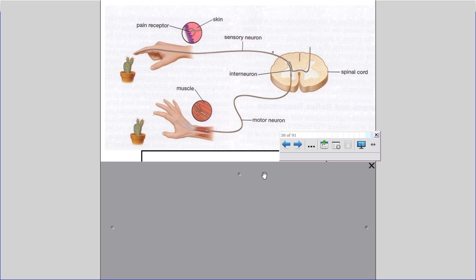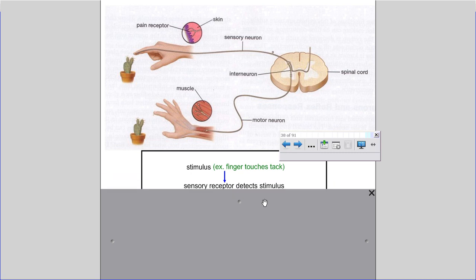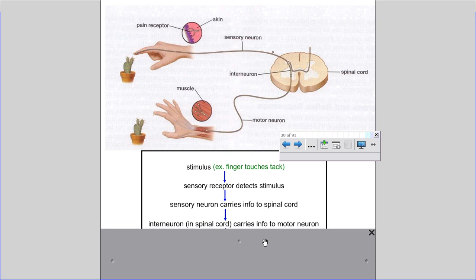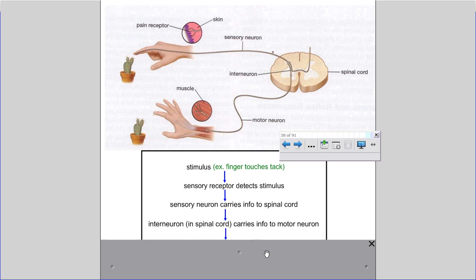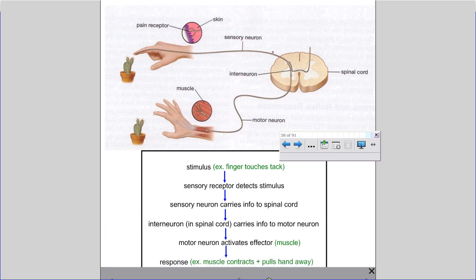All right, so first, the stimulus. In this case, the finger touches the tack. Second, the sensory receptor is going to detect that stimulus. Third, the sensory neuron carries information from the sensory receptor to the spinal cord. Next, an interneuron, which is in the spinal cord, carries information from the sensory neuron to the motor neuron. The motor neuron then is going to carry the message to the effector and activate it. And then the effector, which is the muscle, is going to contract and pull the hand away, which is your response.